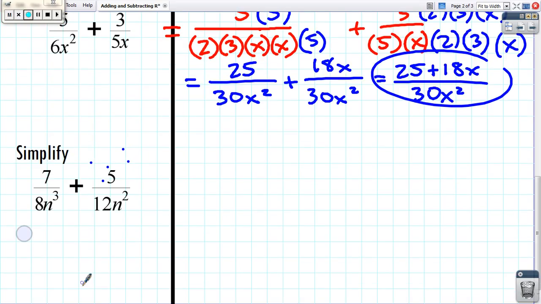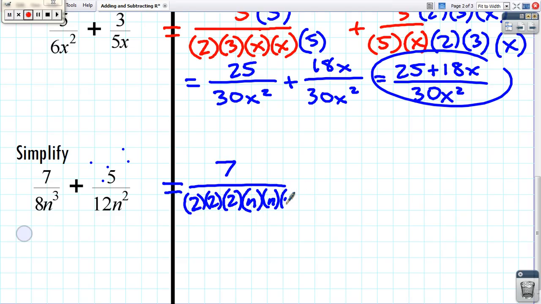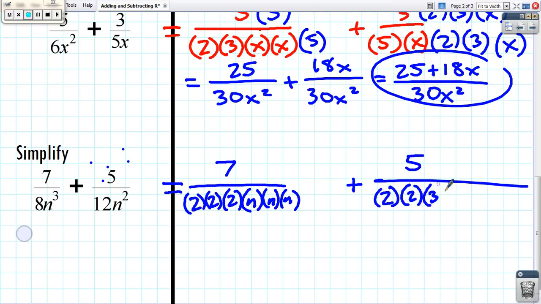Simplify 7 over 8n to the third plus 5 over 12n squared. So, once again, let's take a look at what matches and what doesn't. 7 over 8 would be 2 times 2 times 2, and n to the third, plus, over here, 5 over 2 times 2 times 3 is 12, n squared would be n times n. Alright, so what matches, what doesn't?